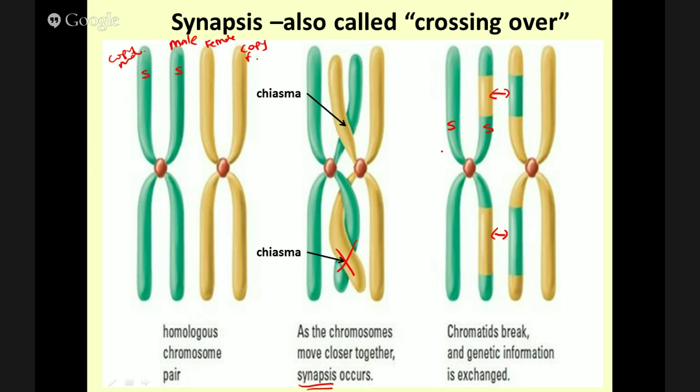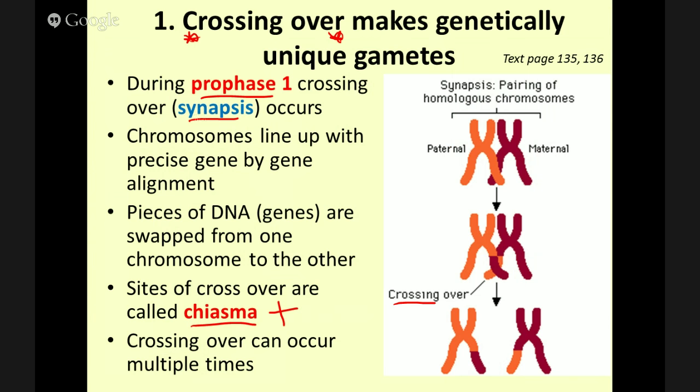No, they're different to each other. So this is how you get some of the genetic variation. This crossing over process is really important. And then another really important thing to know is, when does it occur? It occurs during prophase 1 of meiosis 1.